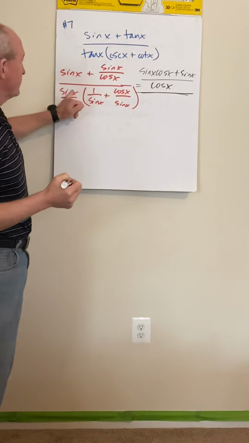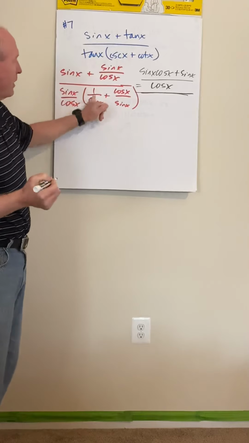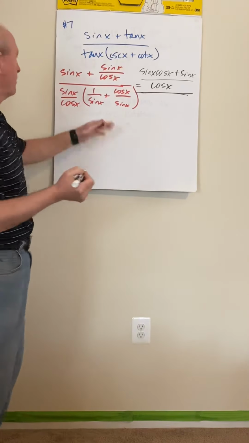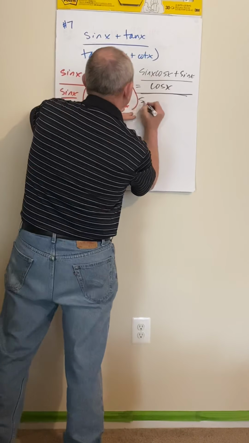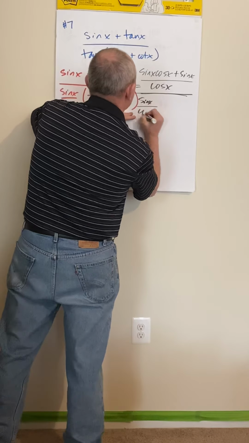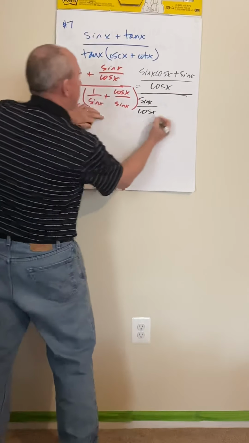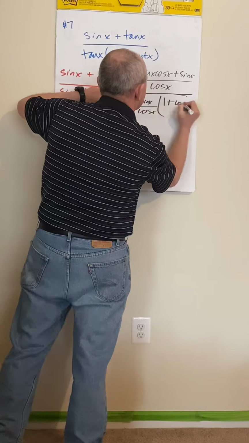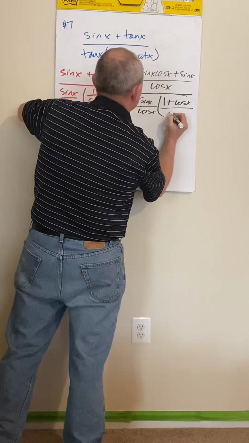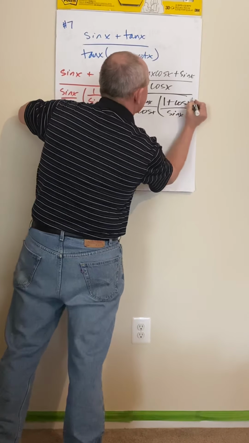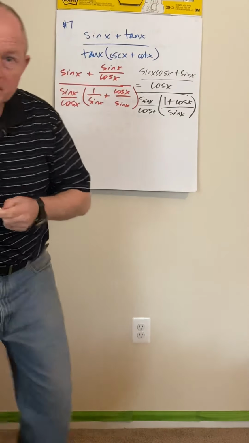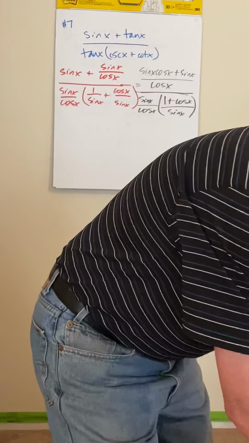Now, I'm going to take, well, you know what? I'm just going to combine these into one fraction. I think that's a smarter thing to do right now. So I'm going to leave sine of x over cosine of x times 1 plus cosine of x over sine of x. Glad I changed colors, otherwise they'd all be running together. You wouldn't be able to tell one step from the other.